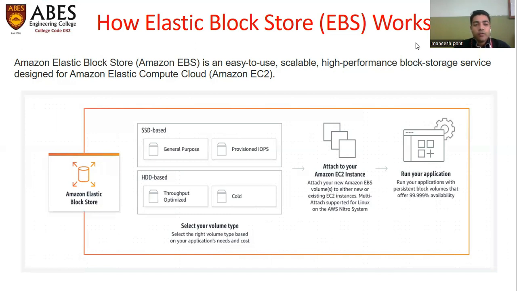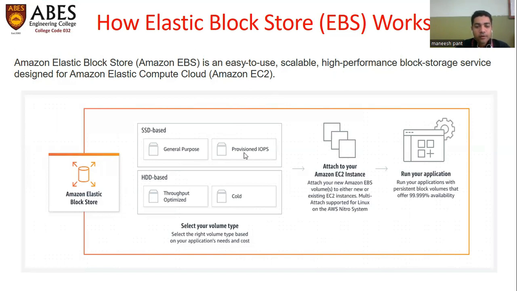So let us first see what EBS is and how it works. Amazon EBS is an easy to use, scalable, high performance block storage service designed for Amazon Elastic Compute Cloud EC2. It is specifically designed for EC2. Now, if we see the figure, Amazon Elastic Block Store is of two types. One is SSD based, another is HDD based. In SSD based, we have general purpose or provisioned IOPS.